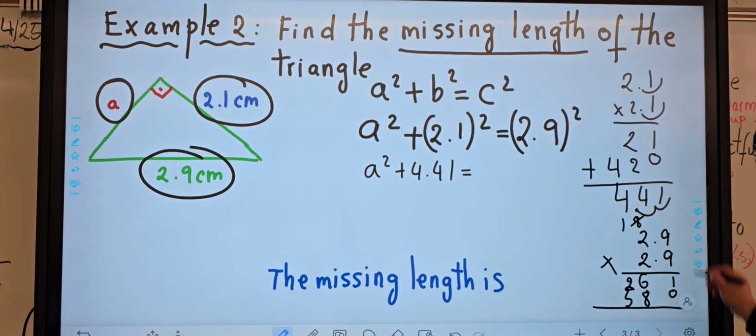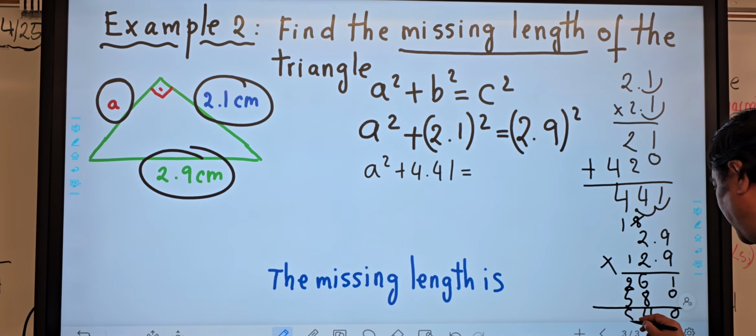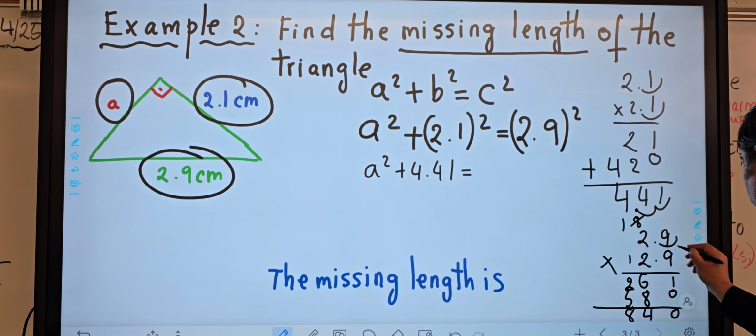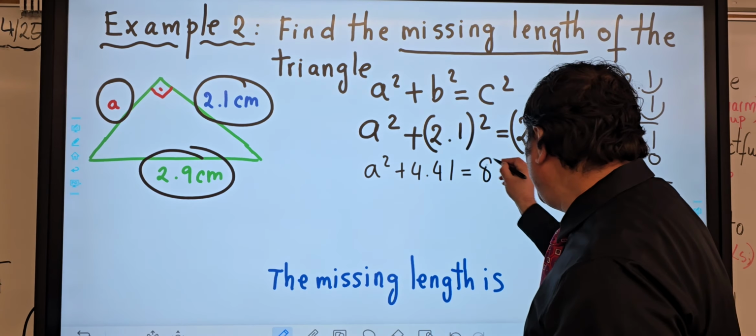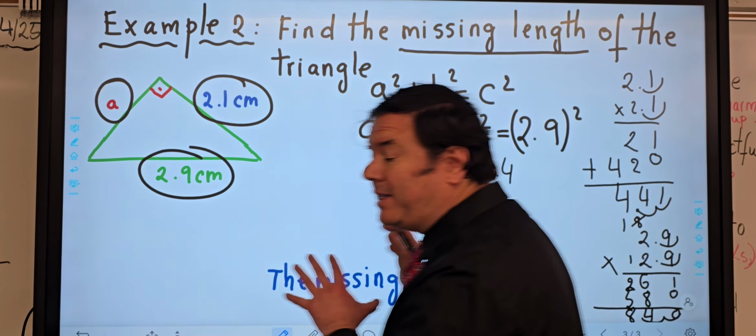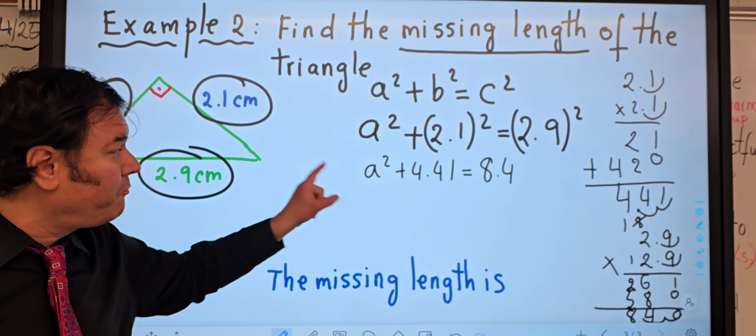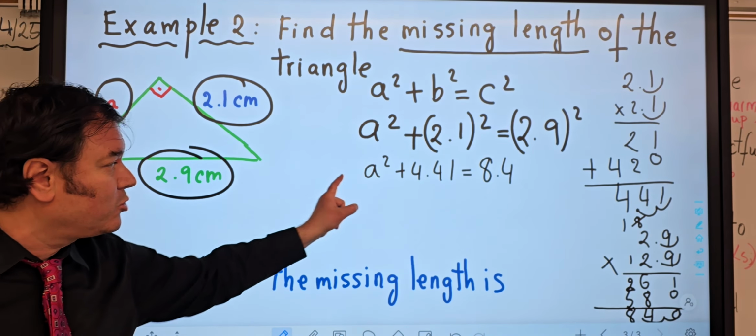Let's add the top and the bottom. We have 0. 6 plus 8 is 14. 4, carry the 1. 5 plus 2, 7 plus 1, 8. And remember, we move 2 places. 1, 2, 8.4. And we are right here. But we need to solve for A squared.